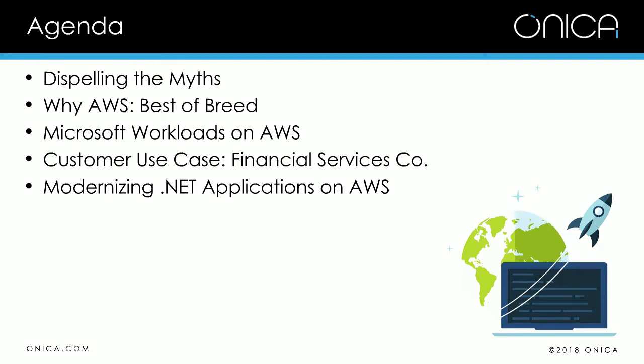So with that out of the way, we're going to focus today on Windows workloads on AWS, starting by just dispelling a couple of myths, then going on to why you would pick AWS for Windows workloads, presenting some options, deployment options, and development options for Windows and .NET workloads on AWS, and then talk through a use case. And then finally at the end, we're going to talk about how you'd modernize .NET apps to actually become cloud native, which would be the next step of an evolution for those apps.